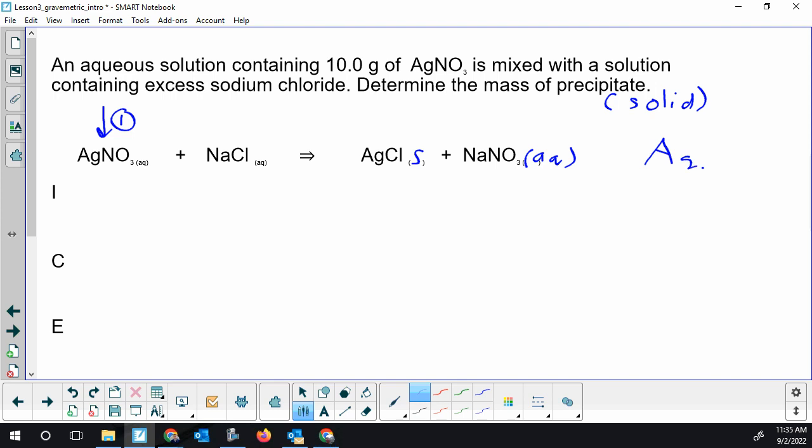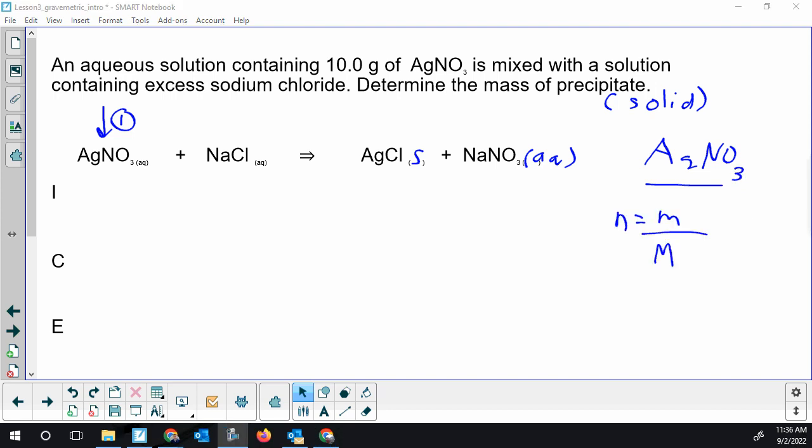So AgNO3. You need to get moles, so set up that equation and solve. So mass over molar mass will get you the moles. So to finish the question, I had to deal with the mass, the moles first.